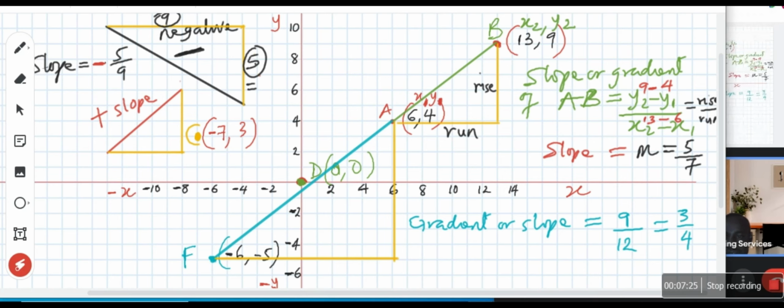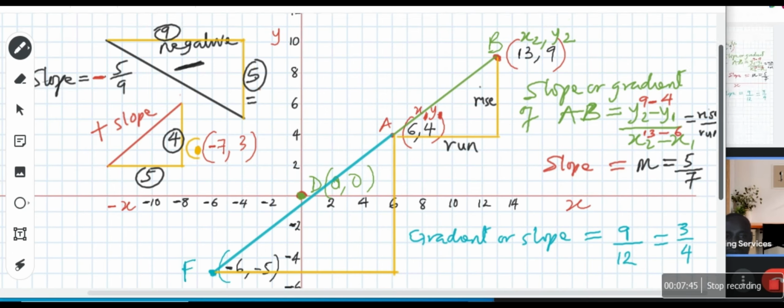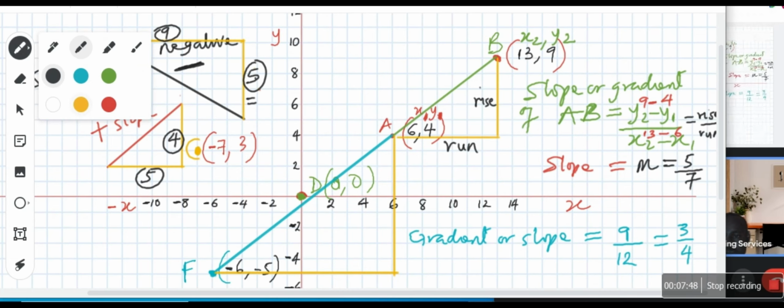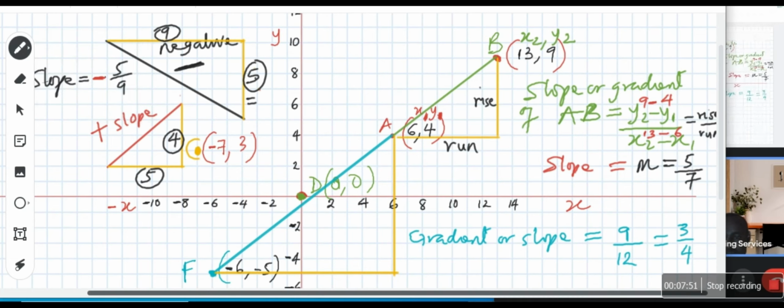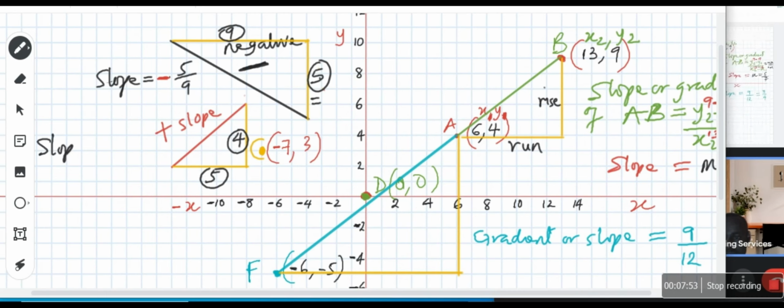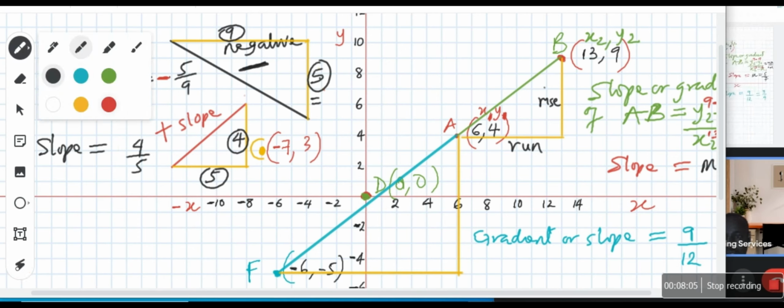You also have the rise: 1, 2, 3, 4. Run: 1, 2, 3, 4, 5. Okay, rise is 4. Run is 5. So the slope for this other one is simply 4/5. That is going to have a plus because it is sloping upwards.